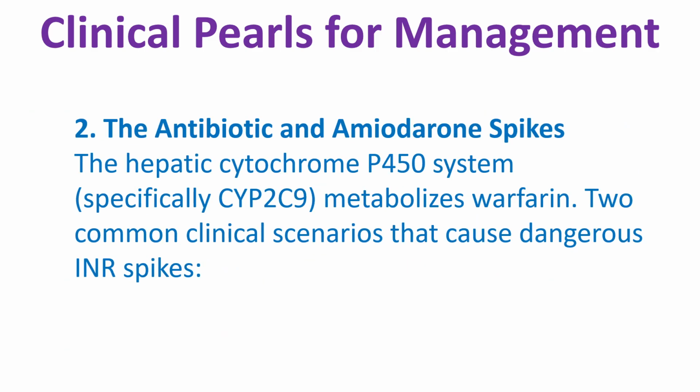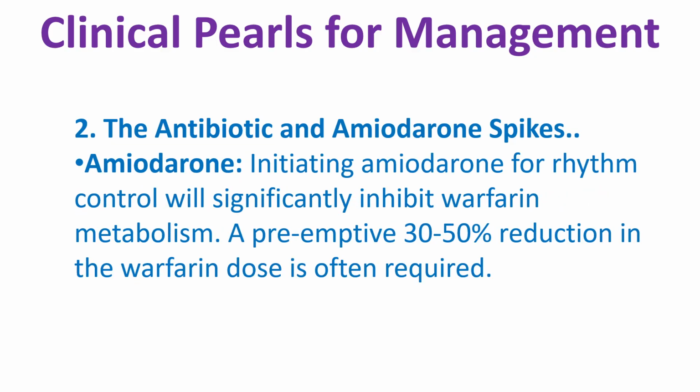The antibiotic and amiodarone spikes. The hepatic cytochrome P450 system, specifically CYP2C9, metabolizes warfarin. Two common clinical scenarios cause dangerous INR spikes. Initiating amiodarone for rhythm control will significantly inhibit warfarin metabolism. A preemptive 30 to 50% reduction in warfarin dose is often required.